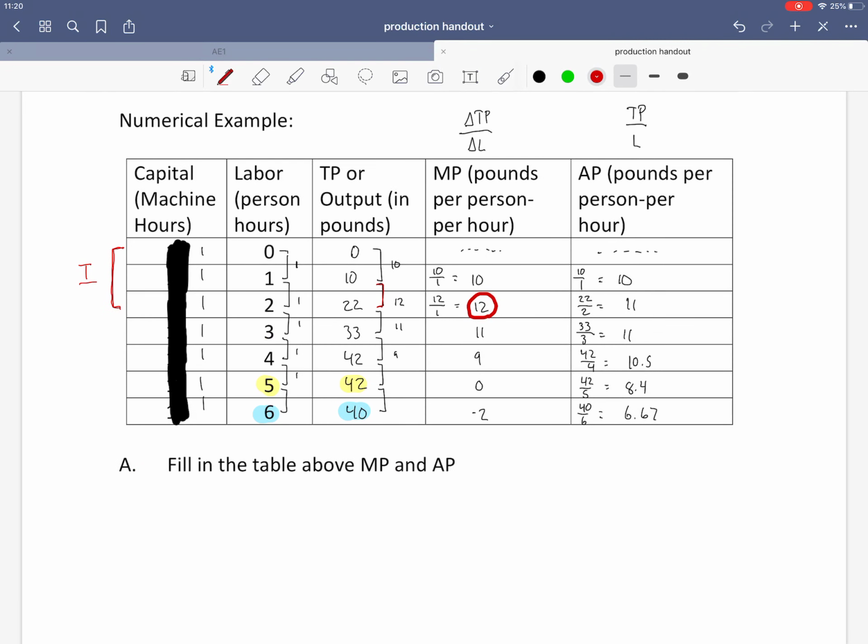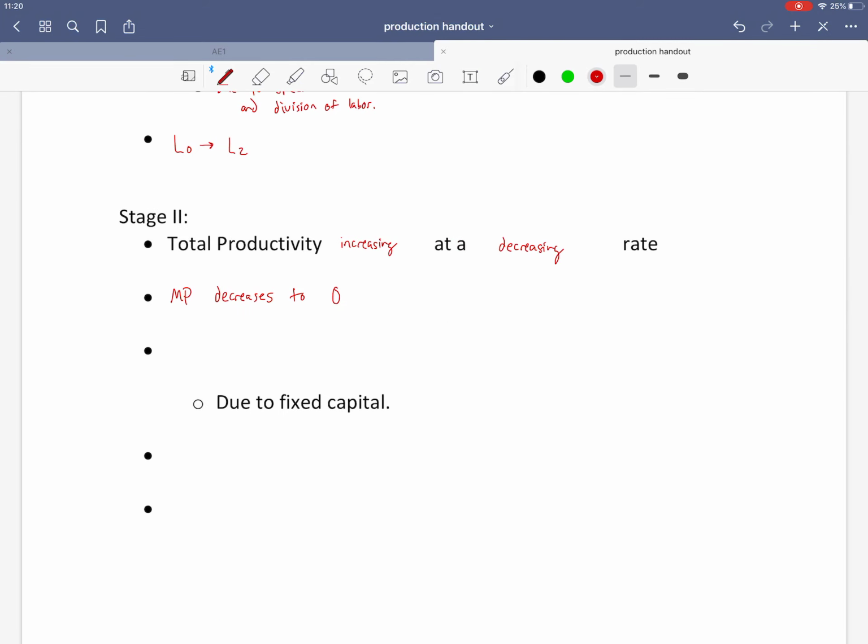So once again, focusing on marginal product when it decreases to 0. So stage 2 of production is going to be from labor units 3 to labor units 5. Now, during stage 2 of production, we have what is called diminishing marginal returns.